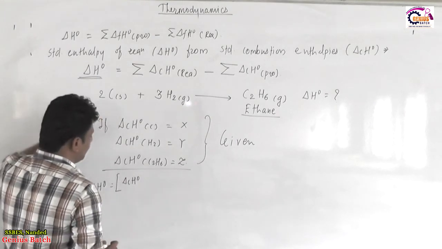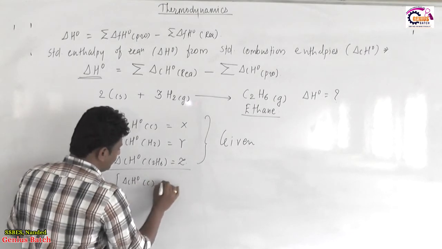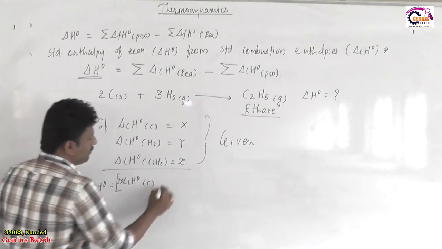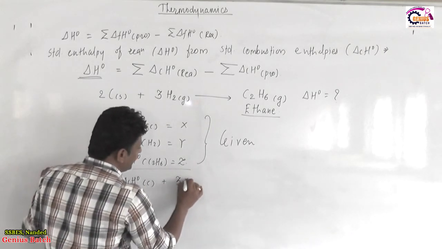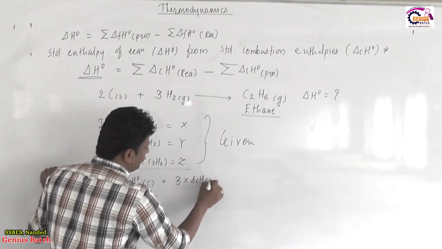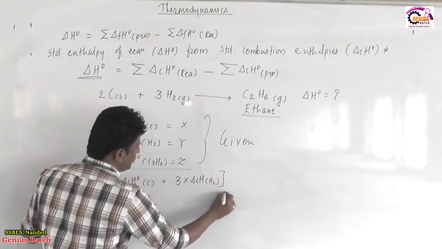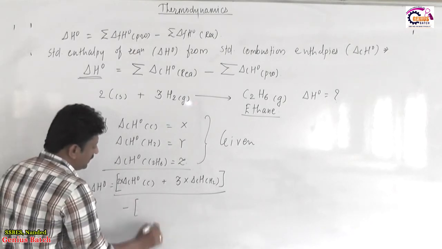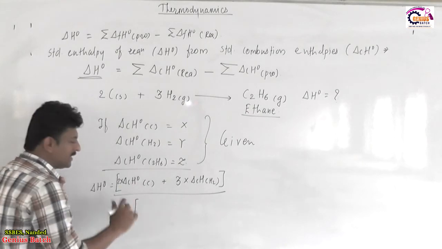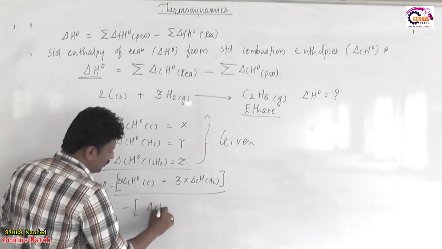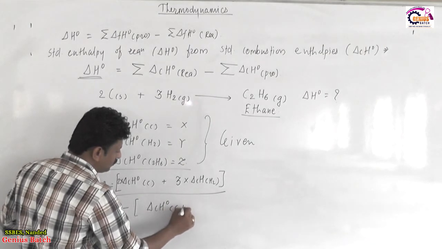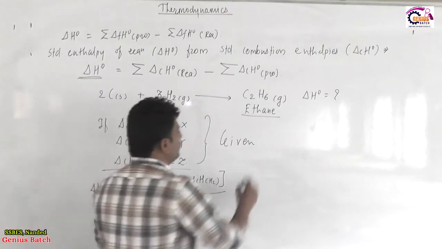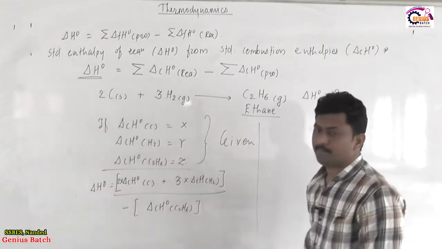reactant. Carbon, one of a reactant it is, which is taken 2 times. So 2 into combustion enthalpy of carbon plus 3 into combustion enthalpy of hydrogen. This is sum of combustion enthalpy of reactants minus combustion enthalpy of product. A single product is there, so it is combustion enthalpy for C2H6. This is our equation.